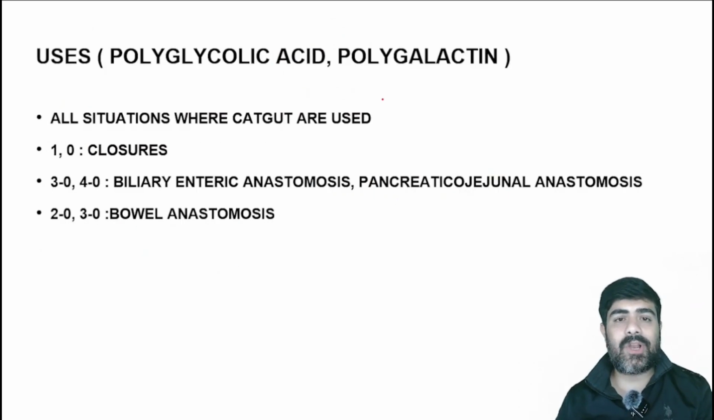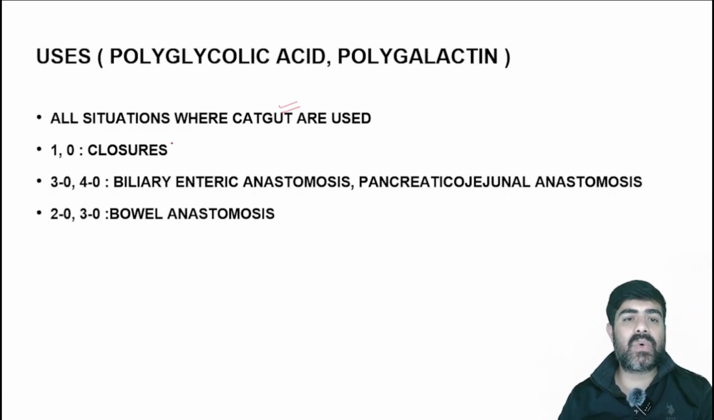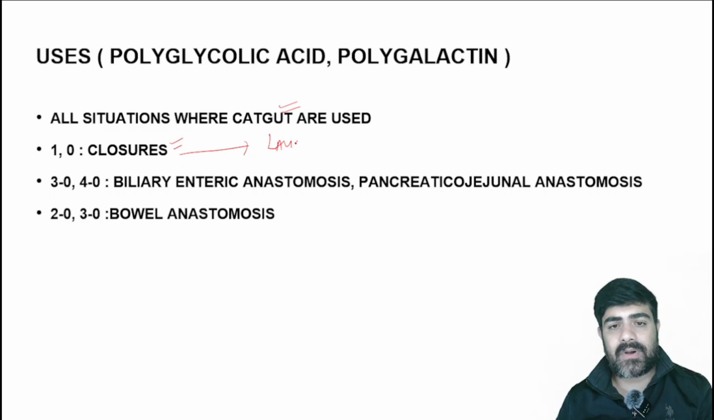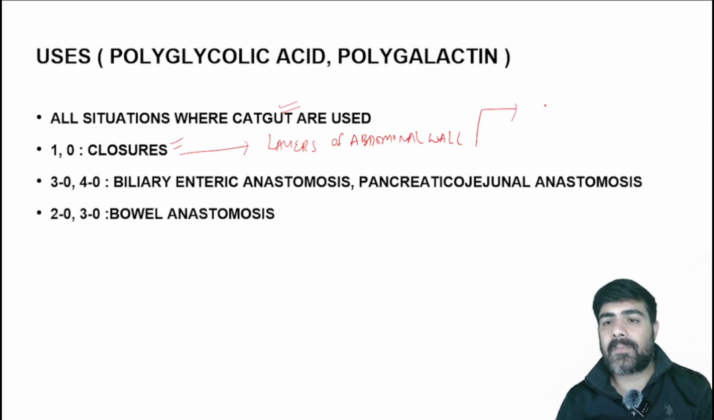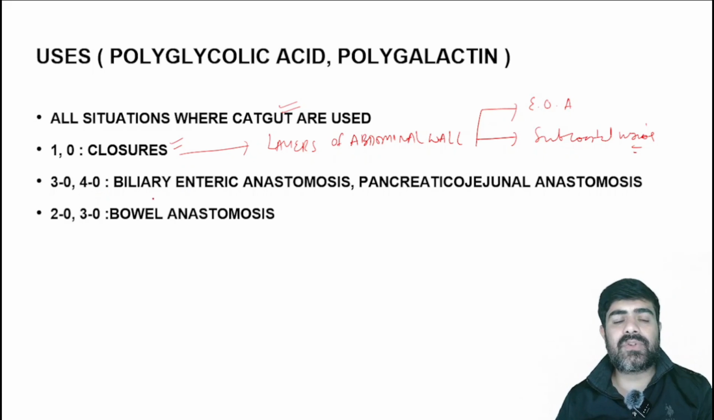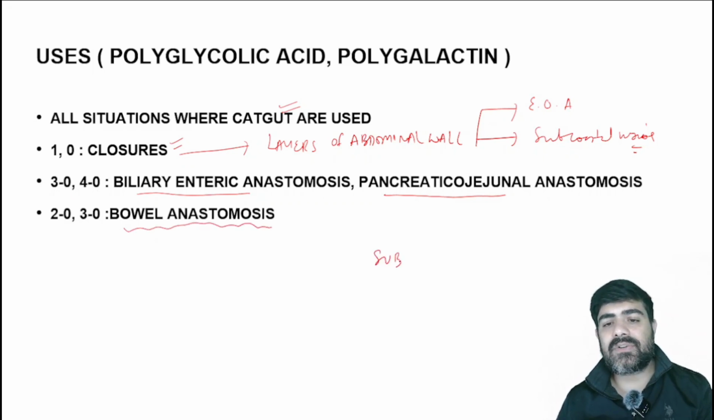What are the uses of both polyglycolic acid and polyglactin? Nowadays they are used in all the situations where catgut was used, like closing layers of the abdominal wall. We use this polyglactin for external oblique aponeurosis closure, mainly in closure of subcostal incision. Okay, then the 3-0 and 4-0 are used in biliary enteric anastomosis and pancreatico-jejunal anastomosis, and 2-0 and 3-0 are mainly used in bowel anastomosis. Fine. Again, these sutures can also be used in approximation of subcutaneous tissues.